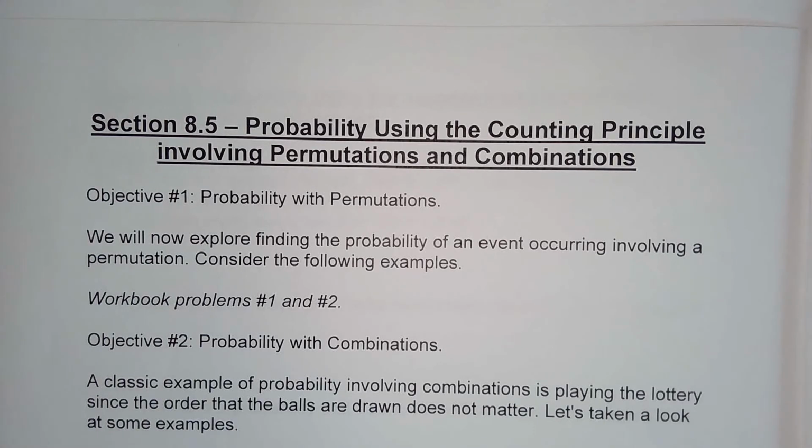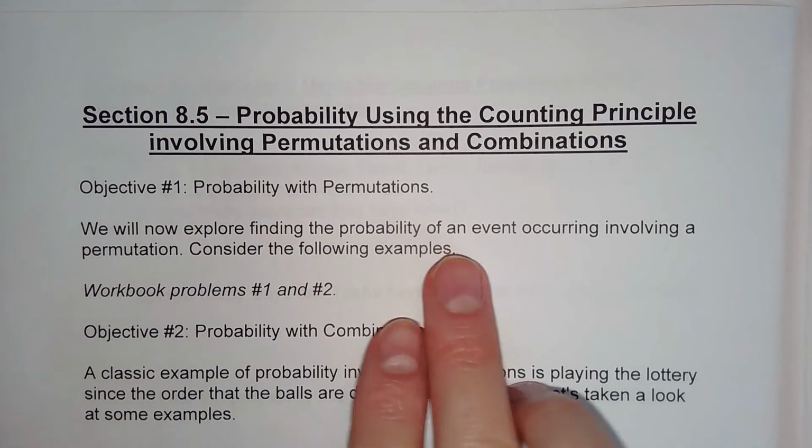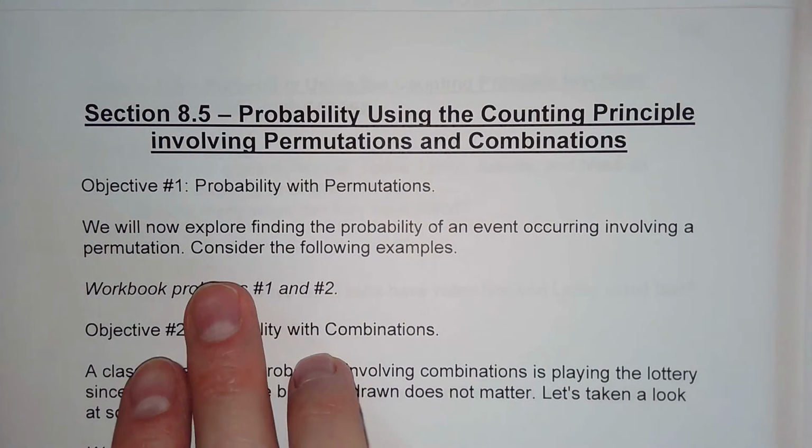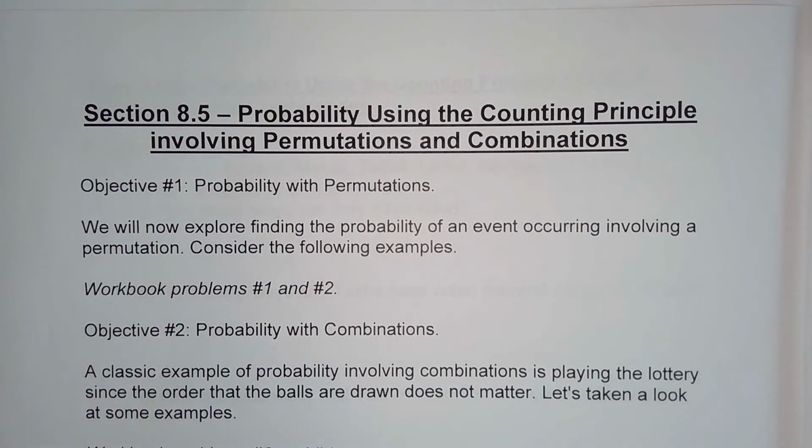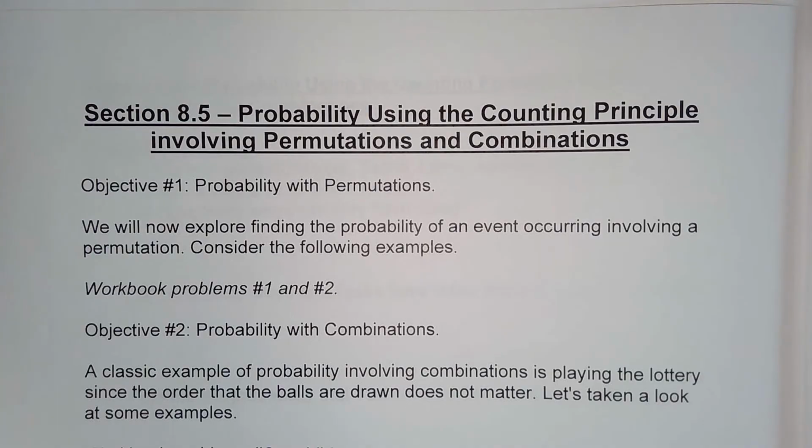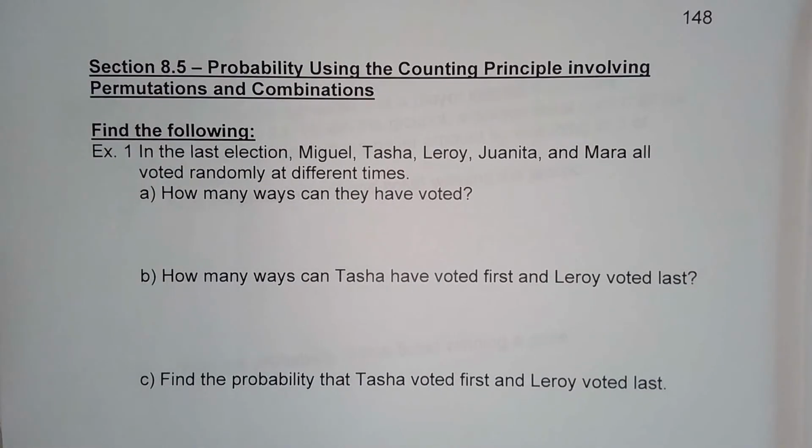Alright, so now in 8.5 we're just putting everything together. We're taking the probability from section 8.4, putting it together with a counting principle using permutations from 8.2 and combinations from 8.3. So we're now going to explore finding the probability of an event occurring involving a permutation. So let's consider the following examples in our workbook. This is on page 148 of our workbook.